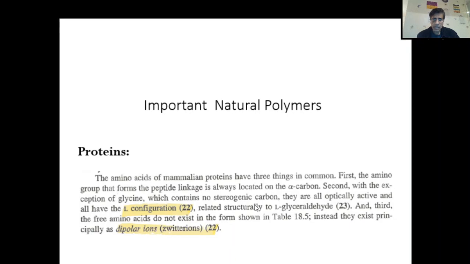So as we know, all the amino acids in human beings, or any mammals including human beings, have the L type configuration. There are two different configurations, L and D. They have the L configuration, and also they do not exist in the acid form, but they exist in a dipolar ion form, meaning positive and negative ions are both present, and they are called zwitterions.